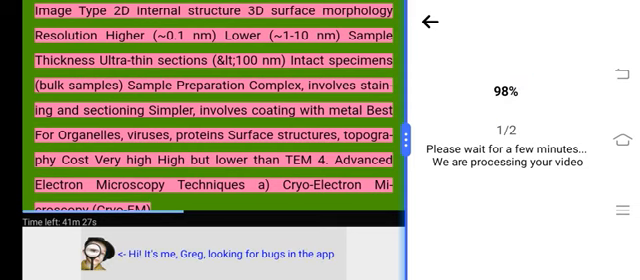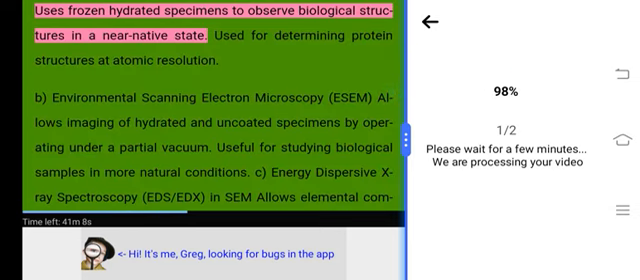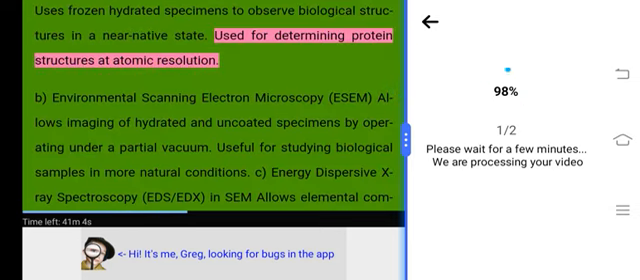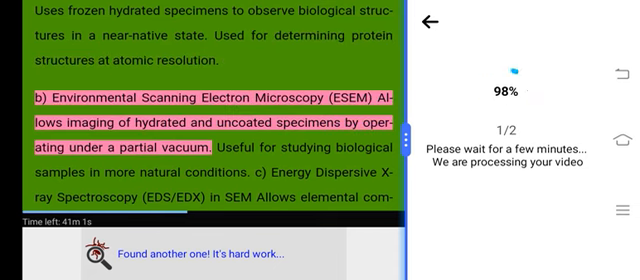4. Advanced electron microscopy techniques. A. Cryo-electron microscopy, cryo-EM. Uses frozen hydrated specimens to observe biological structures in a near-native state. Used for determining protein structures at atomic resolution.